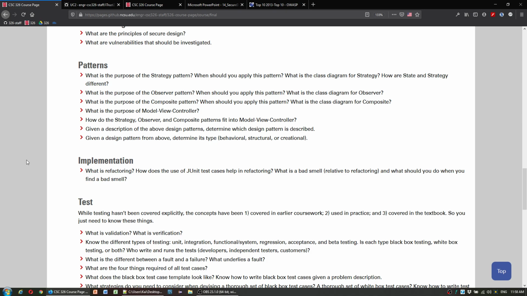The purpose of the observer pattern here, and when should you apply the pattern? The purpose of the observer pattern is it basically lets you register multiple things that care about some data that might change, and then notifies whatever is being observed when that data has been changed and is ready to update.